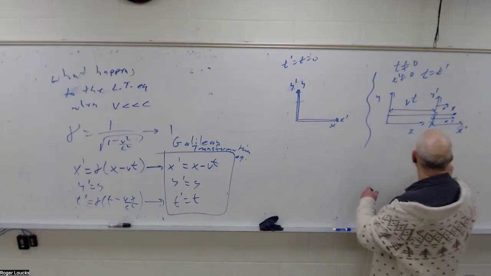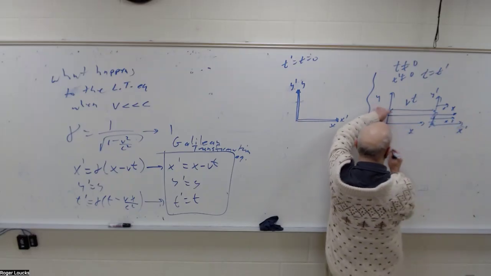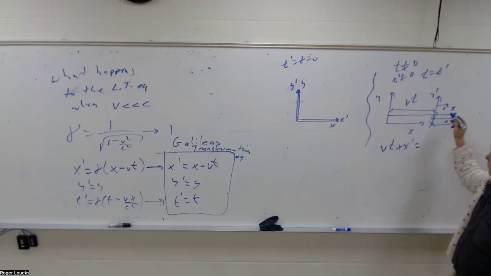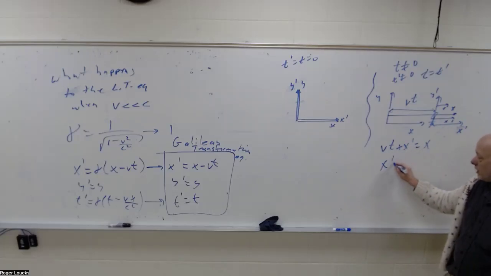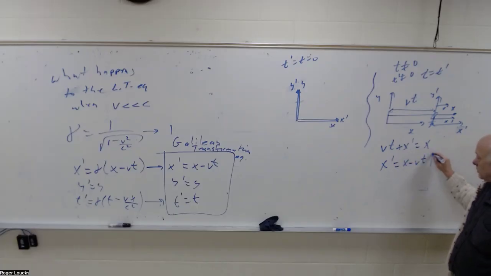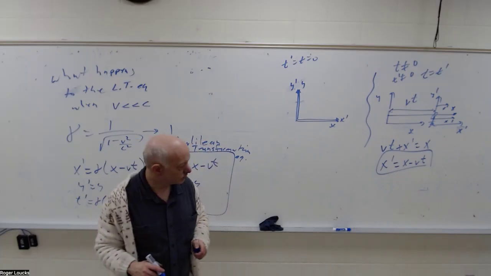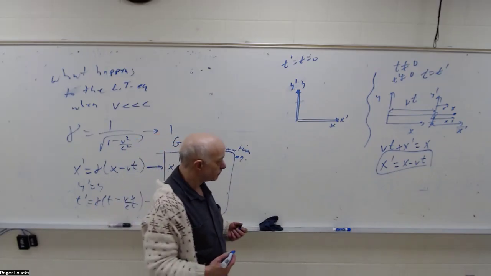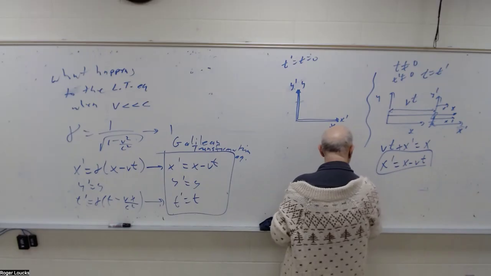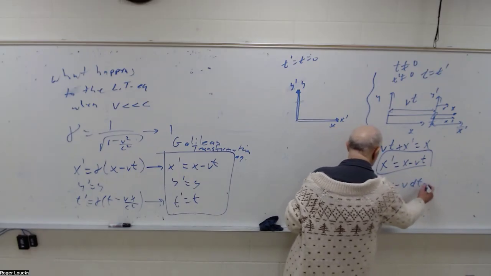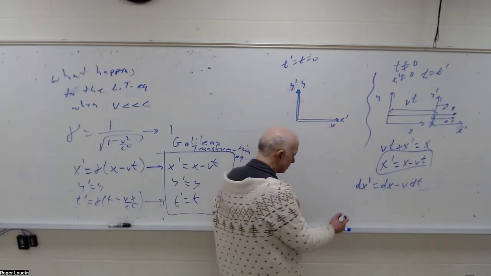This is x prime, so what do we have? We have vt plus x prime equals x. So x prime equals x minus vt. Okay. And then what would you do? If I wanted the velocity, I take dx prime equals dx minus v dt. I divide both sides by dt prime.